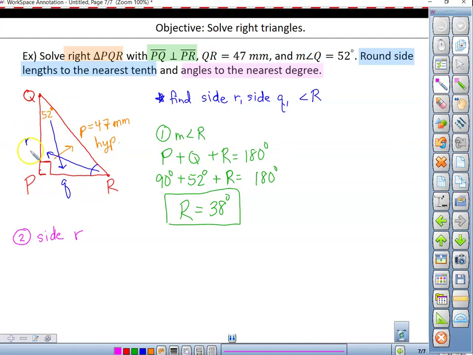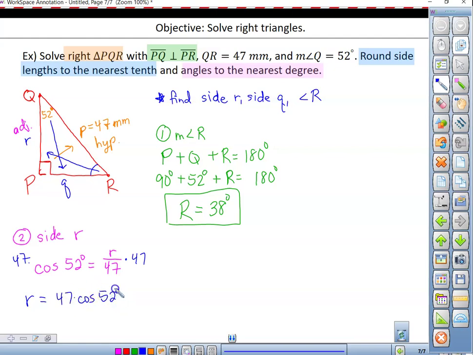So with my finding side R here, what I'm going to do is use angle Q. Relative to angle Q, side R is my adjacent side. And the 47 millimeters, as I previously said, is the hypotenuse because it's across from the right angle. So now I need to know that adjacent over hypotenuse is my cosine ratio. So my equation becomes the cosine of 52 degrees is equal to the side adjacent, which is side R, over the hypotenuse of 47 millimeters. So the math in this case, I would multiply both sides by 47. And that is going to give me then an R value of 47 times the cosine of 52 degrees.